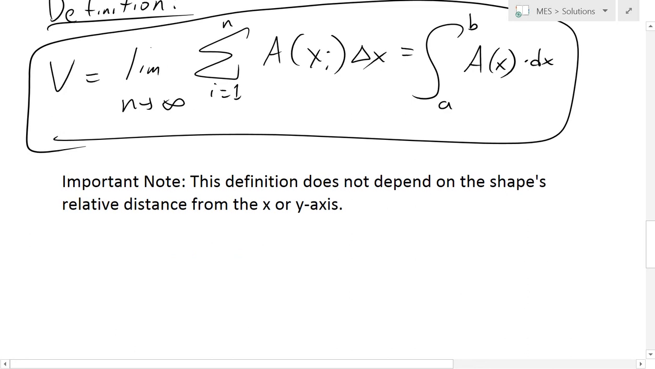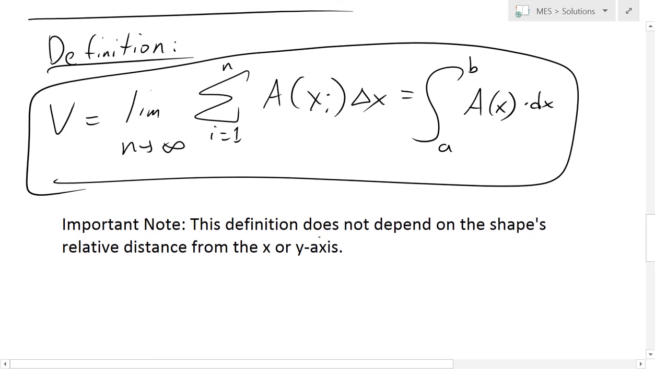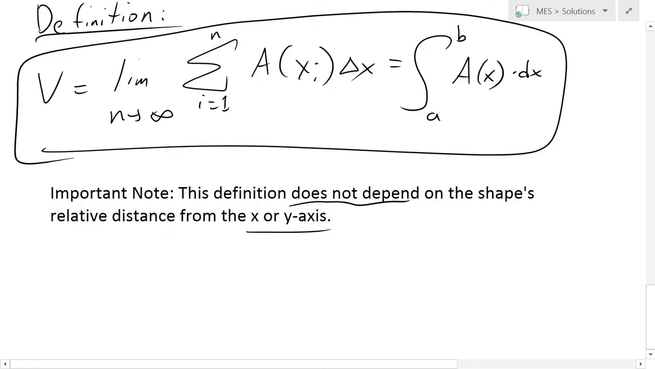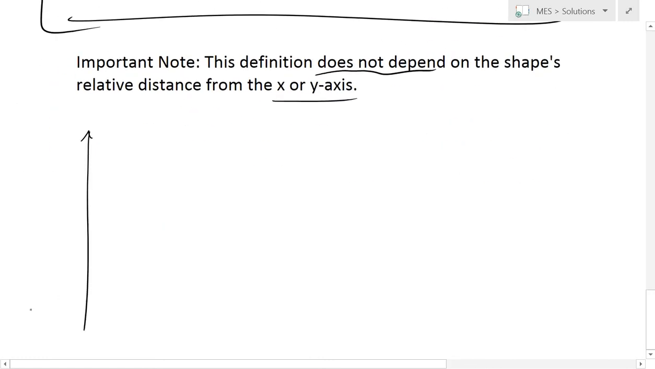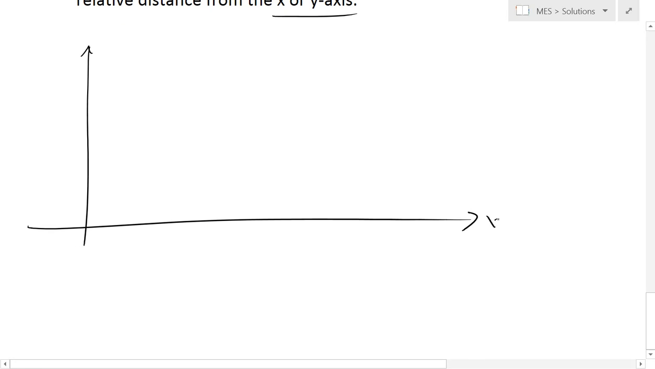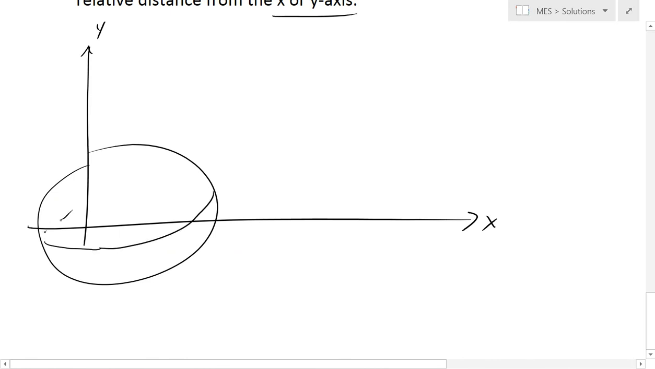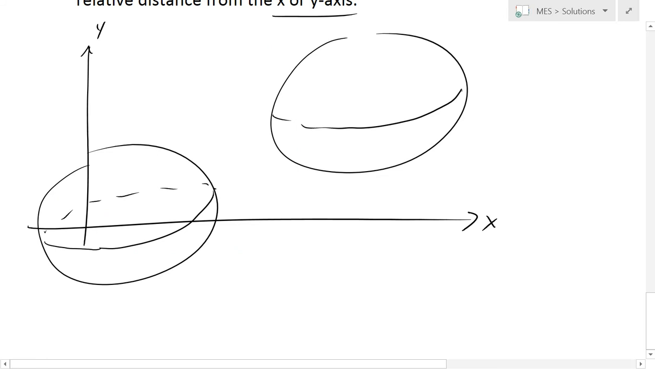Now an important note on this definition: it does not depend on the shape's relative distance from the x or y axis. What I mean by that is, if you were to draw, let's say, the x and y axis, and you were to solve for the volume of a sphere situated around the origin like this, it does not matter if the shape was here relative to the x-axis, or if it's somewhere over here. If these are the exact same shape, you'll get the exact same answer. It doesn't matter where it is around the x-axis.